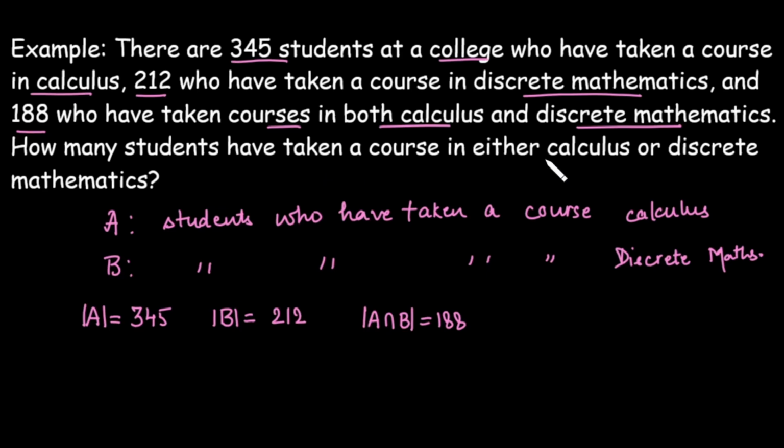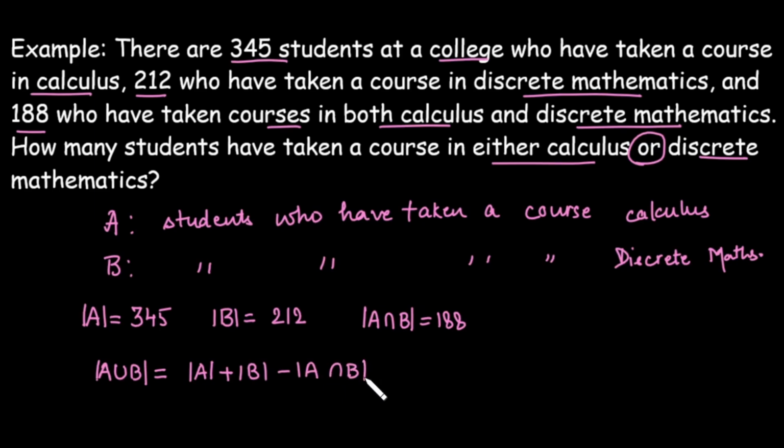As per this question, we need to calculate how many students have taken a course in either calculus or discrete mathematics. It means we need to calculate the count of A union B. That is calculated with the help of the principle of inclusion and exclusion, that is the number of students in set A plus the number of students in set B minus the number of students in A intersection B.